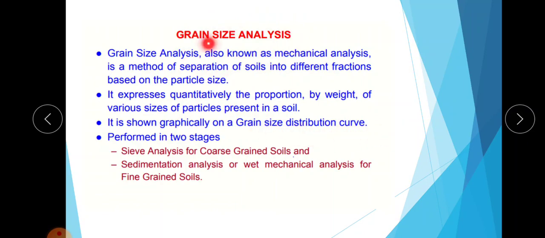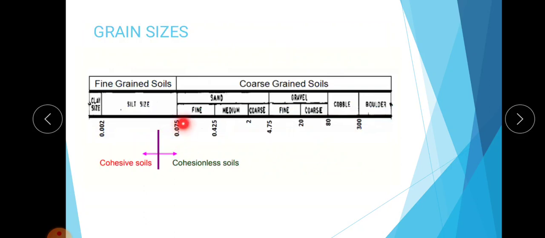Okay. So this grain size analysis is usually performed in two stages. First is sieve analysis, second is sedimentation analysis. The sieve analysis is usually done for coarse grained soils. That is, coarse grained soil means the soils with size greater than 75 micron, or 0.075 mm. Okay, that is coarse grained soil.